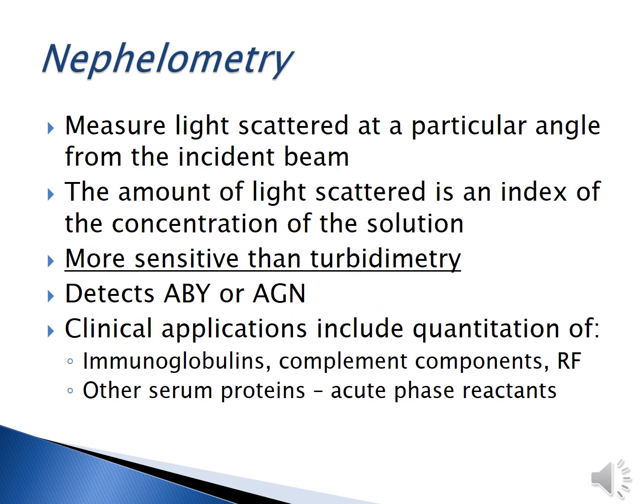Next we have nephelometry. Nephelometry measures the light scattered at an angle. The amount of light scattered is directly proportionate to the concentration of the solution. Nephelometry is more sensitive than turbidimetry, and we can detect antibodies or antigens. A lot of applications include testing for complement components, rheumatoid factor, antibodies, and other serum proteins, including acute phase reactants.